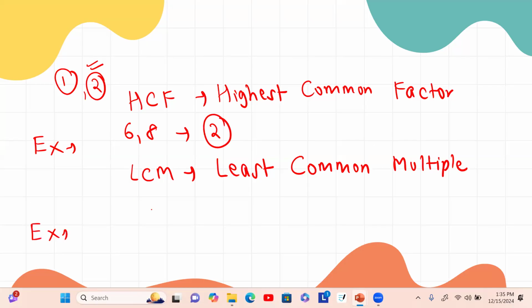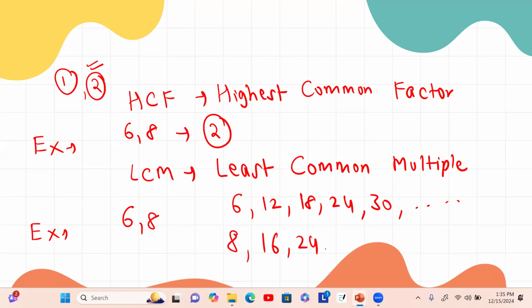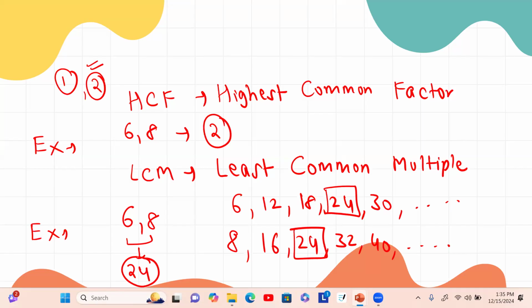Let's take the same set of numbers, that is 6 and 8. So smallest number which is divisible by both. So if I talk about the table of 6, it is 6 ones are 6, then 12, then 18, then 24, then 30, and so on. If I talk about 8, 8 ones are 8, 2s are 16, 8 threes are 24, 32, 40, and so on. So smallest number which is divisible by both, I can see that is 24. So 24 becomes my LCM, right? So basically, largest number which divides these is HCF, smallest number which is divisible by these is LCM.